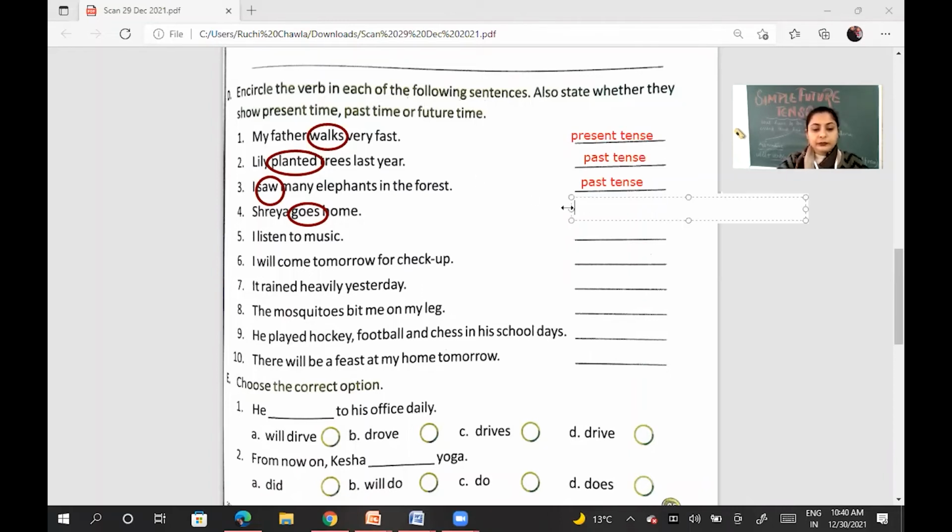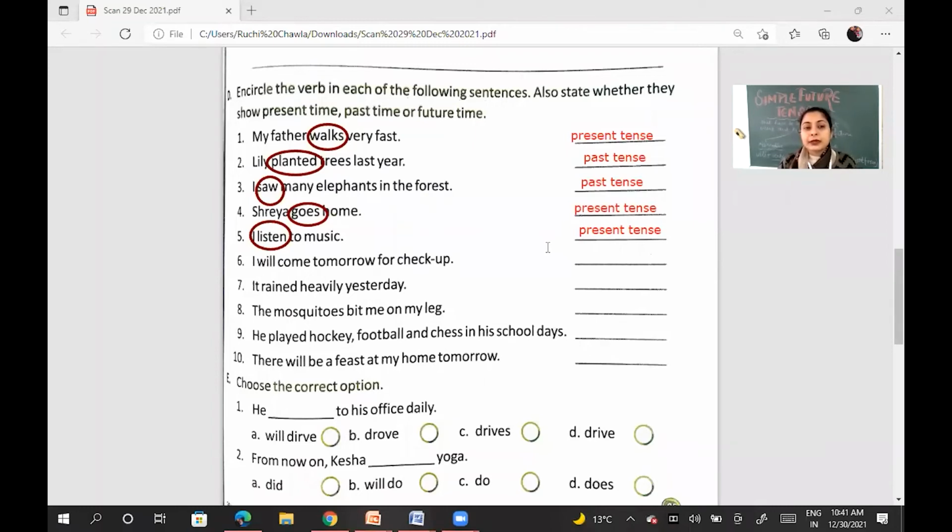Now, I listen to music. Now here, listen is the action word. It means listen is the verb. So circle the word listen and it is in present tense. It is in present tense because this is a habitual action.